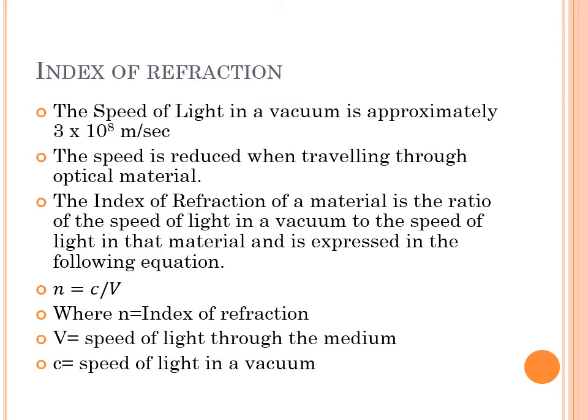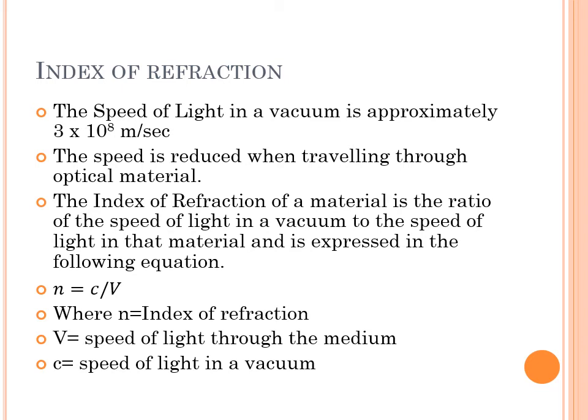So we'll talk a little about the index of refraction. The first lab, when you get your lab kits, will actually have to do with the index of refraction. The speed of light in a vacuum is approximately 3 times 10 to the 8th meters per second. The speed is reduced when it's traveling through optical material.